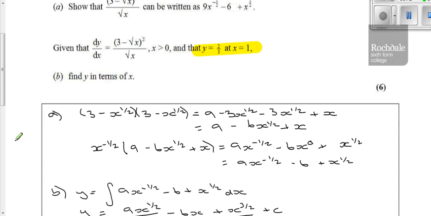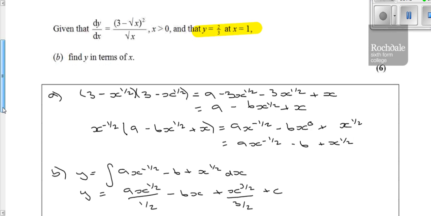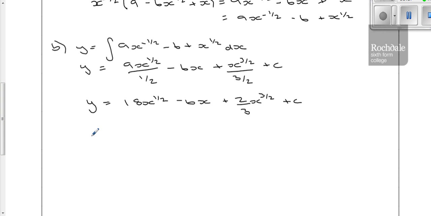Now we want the particular solution, and they're the coordinates, they're written in the question. So we've got y equals 2 over 3 and x equals 1. So when y equals 2 over 3, x equals 1, so 1 to the power of half times 18, minus 6 times 1, plus 2 over 3 times 1 to the power of 3 over 2 plus c. I'm going to have to do a little bit of work with fractions here.